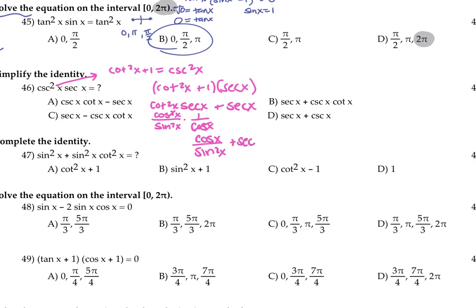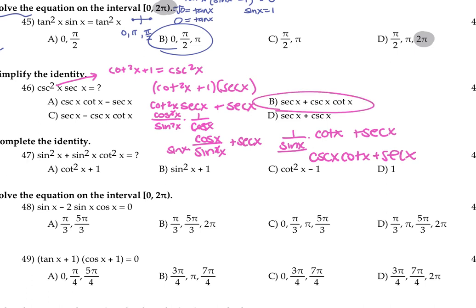plus secant x. And then you can separate one of these sines out here. So 1 over sine x times cosine over sine would be cotangent x plus secant x. And then this is cosecant x, cotangent x, plus secant x. Now the order is switched, but it is the same value because it's addition, so B.